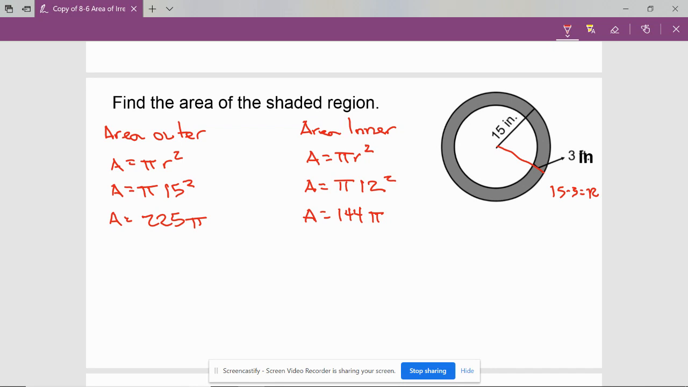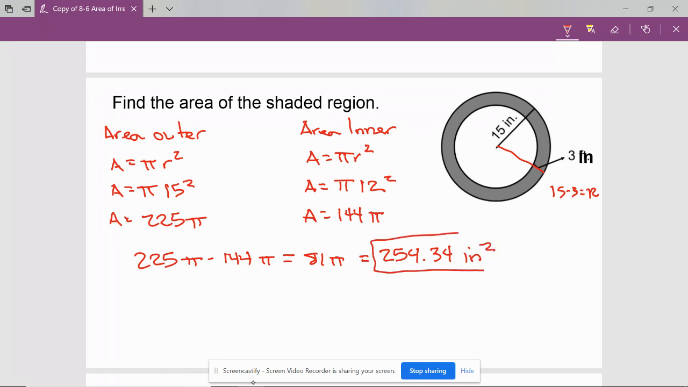And we want to know the difference. So we're going to take 225 pi, subtract 144 pi, and that's going to give us 81 pi. When we multiply 81 times 3.14, what are we going to get? 254.34 inches squared. This is our answer right here. Hopefully that makes some sense.